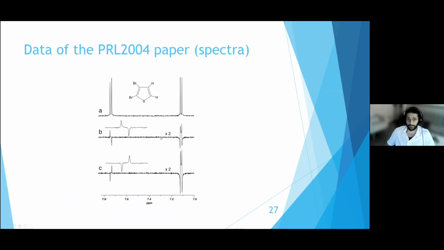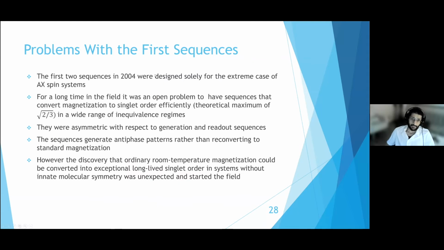Again, you have these antiphase patterns, not very intuitive, not very welcoming to, let's say, a lot of spectroscopists. And it was on this dibromophenone spin system. And one of the extraordinary things about these two experiments in 2004 is that they proved, despite the fact that a lot of people thought about this but never did the experiments many years ago, that you could just take ordinary room temperature magnetization and turn that into exceptional long-lived spin order. In the simplest case of these two spin-half systems, even in the cases when you had a system that didn't have inherent molecular symmetry, like parahydrogen, for example.